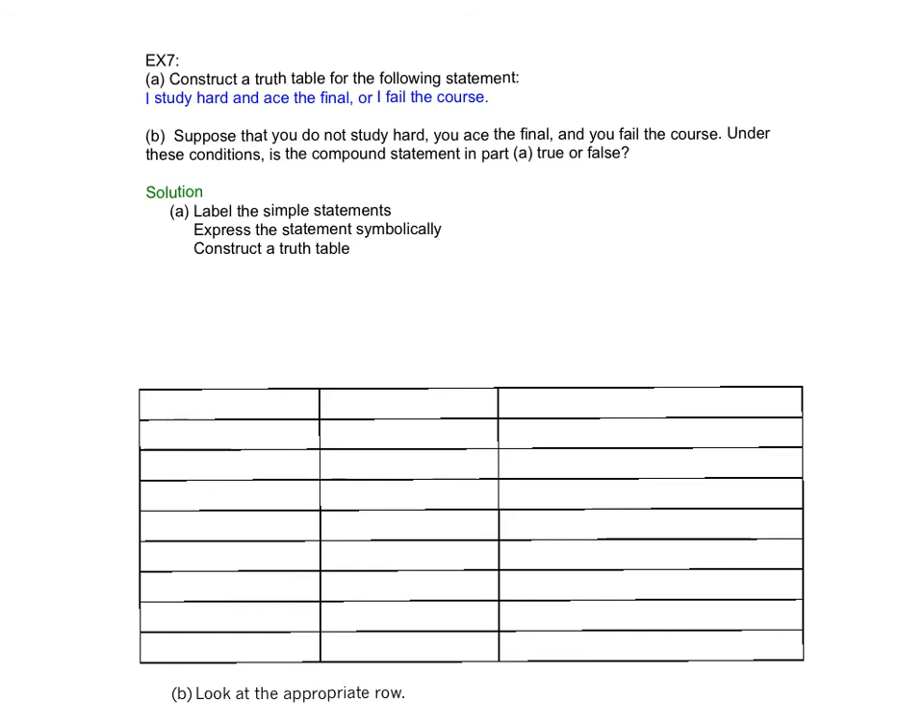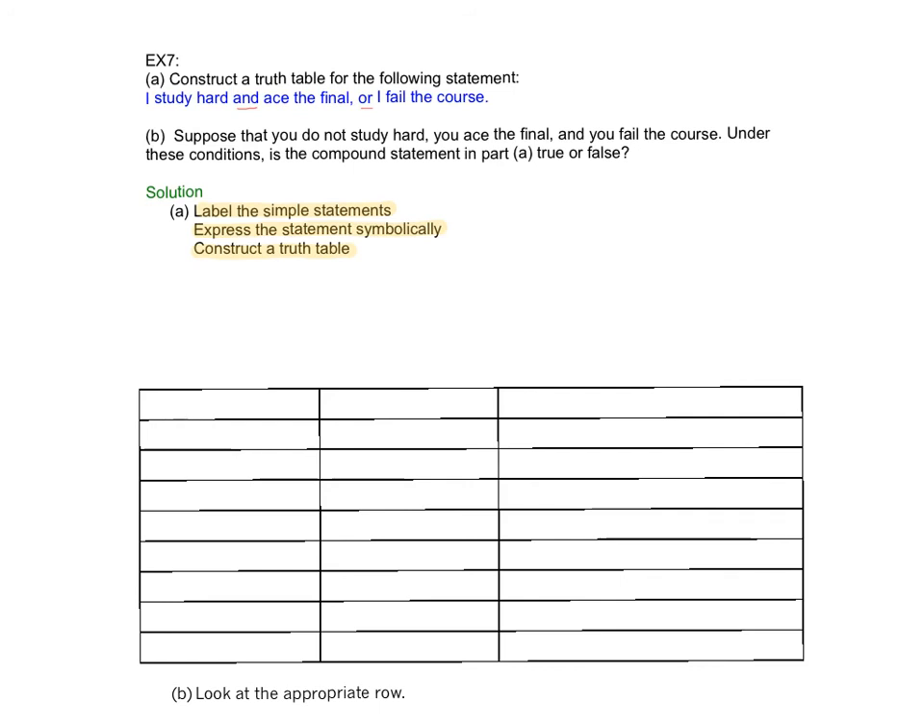So to solve this, since we're given a statement in words, not in symbols, we have to first label our simple statements and then express the statement in blue symbolically. Once we have it written symbolically, we can construct our truth table. Let's go back to our statement and identify our connectives. I study hard and ace the final, or I fail the course. Remember, there's a comma there.